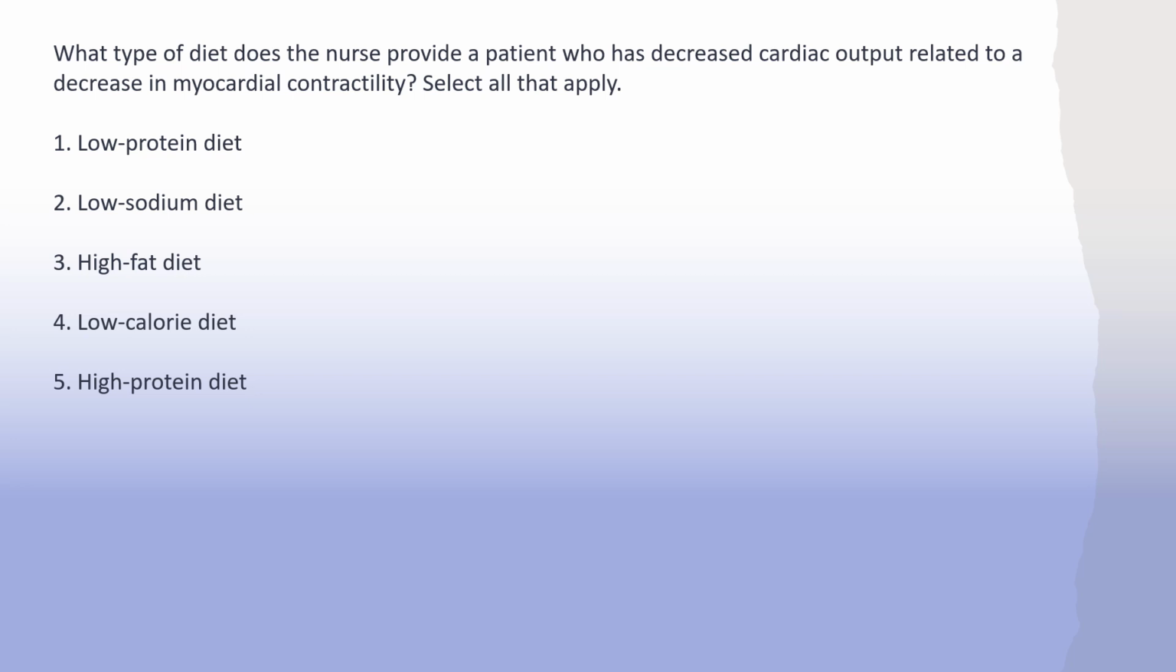What type of diet does the nurse provide a patient who has decreased cardiac output related to a decrease in myocardial contractility? Select all that apply. 1. Low-protein diet. 2. Low-sodium diet. 3. High-fat diet. 4. Low-calorie diet. 5. High-protein diet.